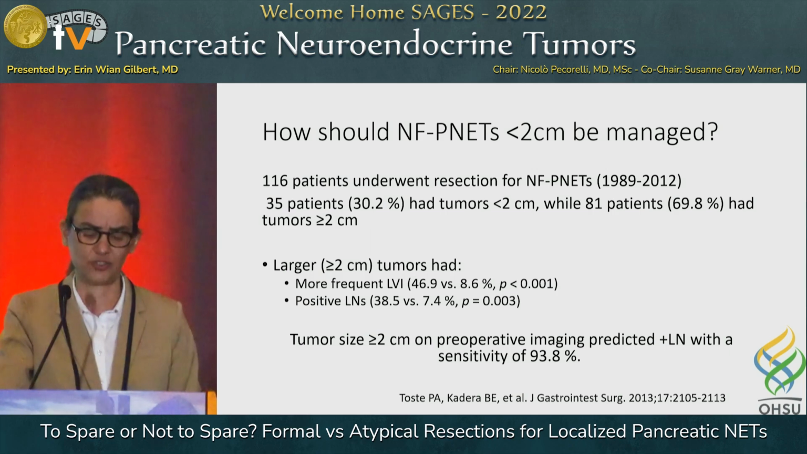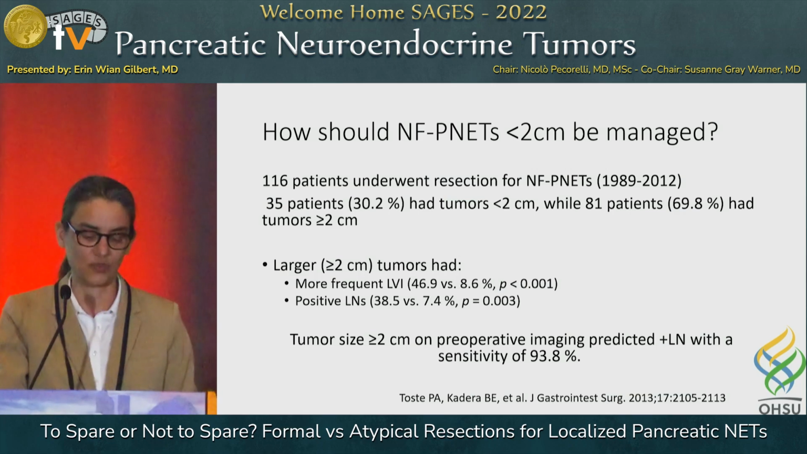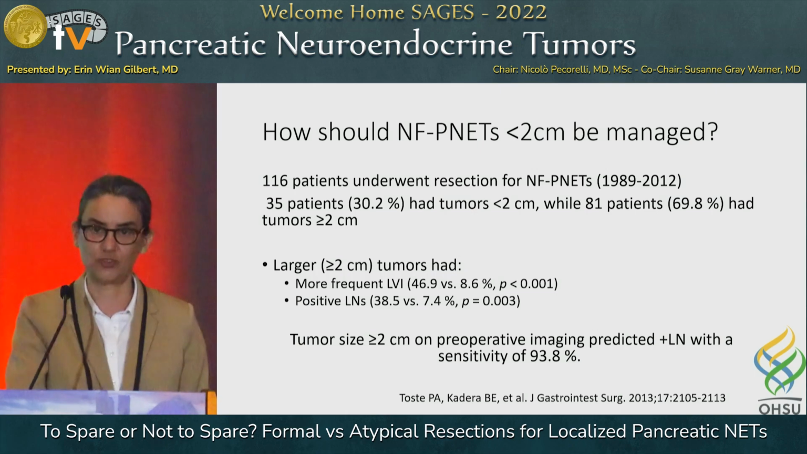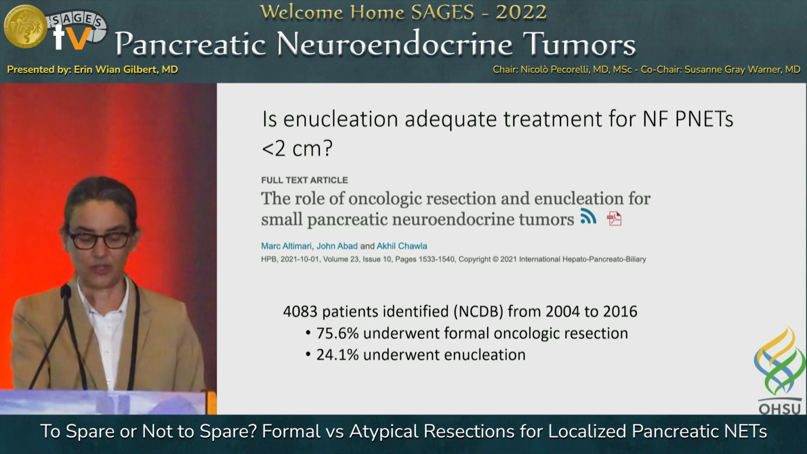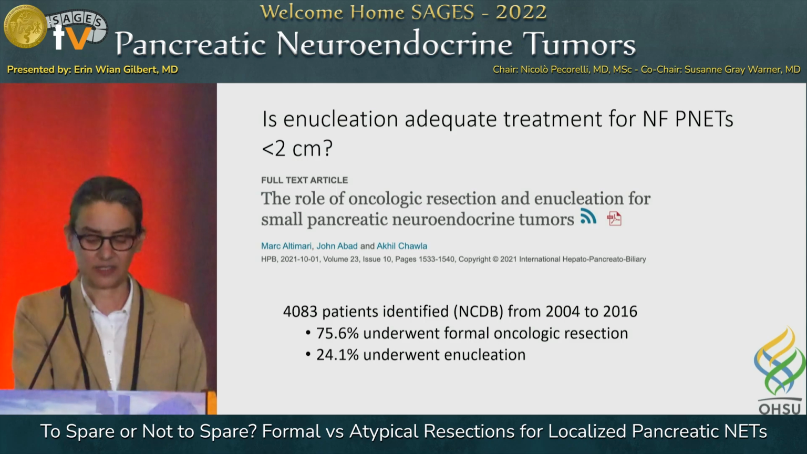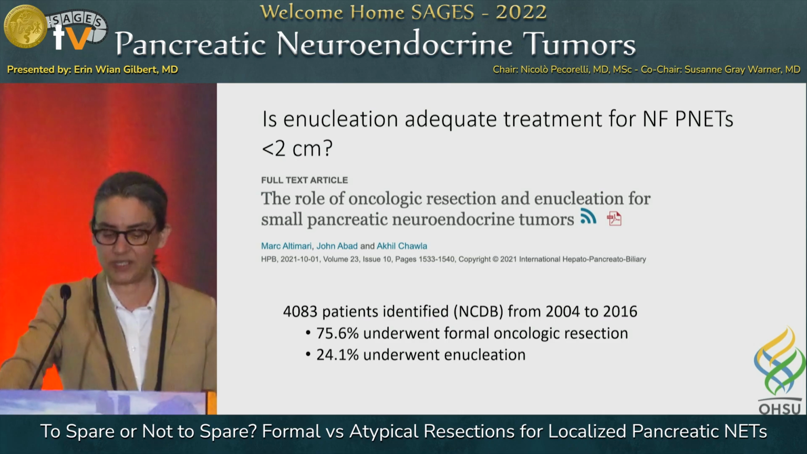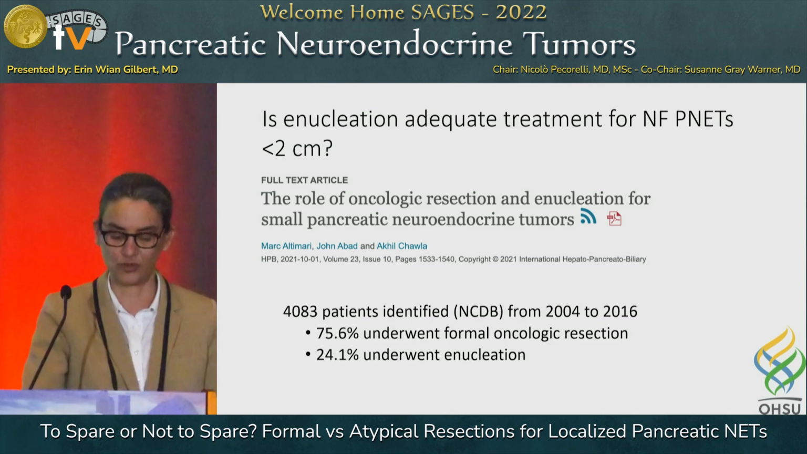The authors found tumor size greater than 2 centimeters predicted nodal positivity with high sensitivity, and positive lymph nodes as well as lymphovascular invasion were found 5 times more frequently in the tumors greater than 2 centimeters. So smaller tumors have a lower likelihood of lymph node involvement, but is enucleation alone adequate oncologic treatment for these smaller pancreatic NETs? This study queried the US National Cancer Database to identify patients who underwent either oncologic resection or enucleation for these small tumors.